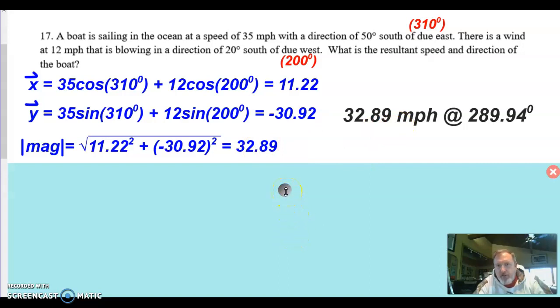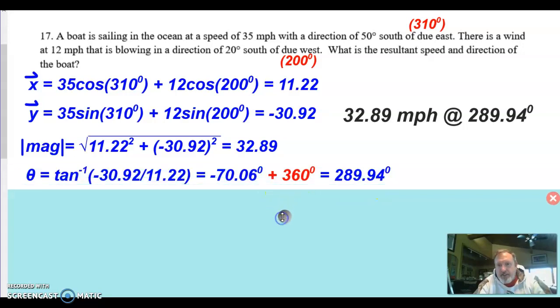And then we'll do inverse tangent for the angle. Again, since our angles are in degrees, we're in degrees. I got a negative 70.06. We'll add 360 to that because we want a positive equivalent, obviously. And so 289.94 will be the degrees.